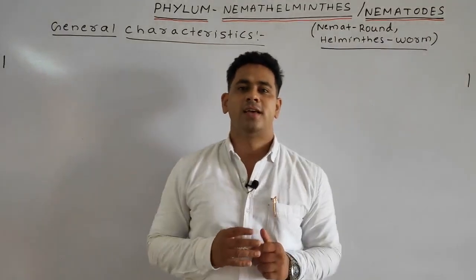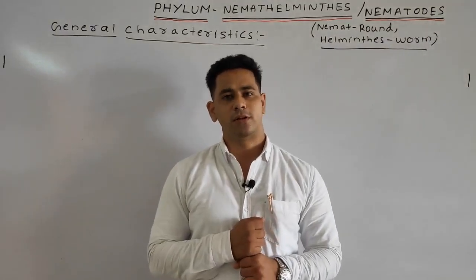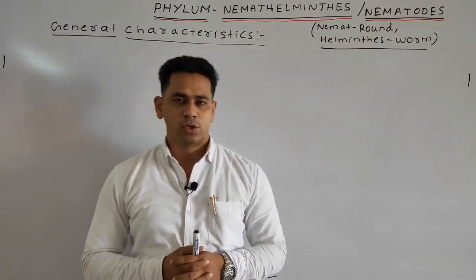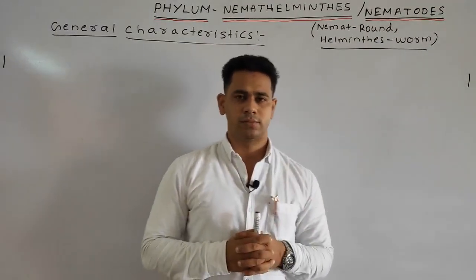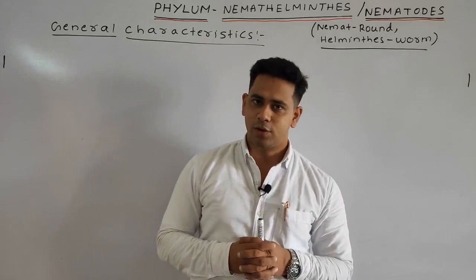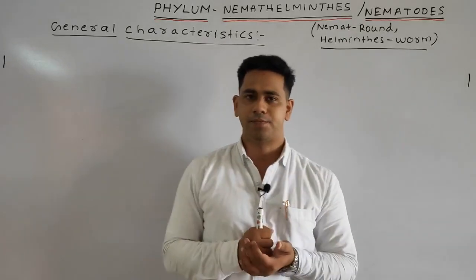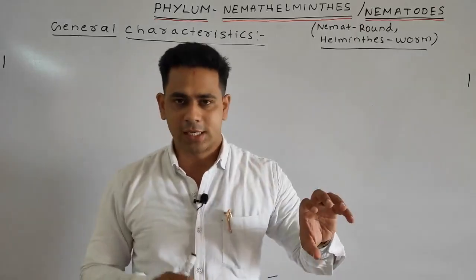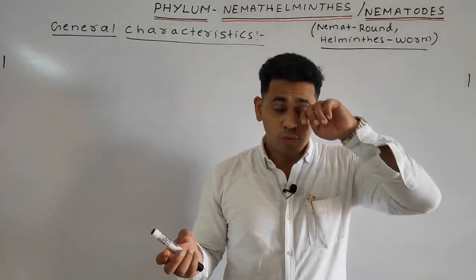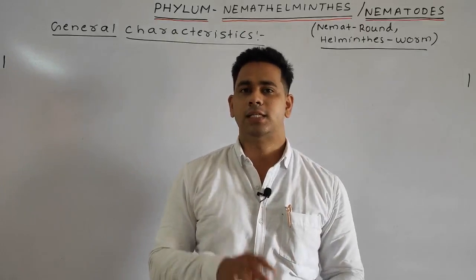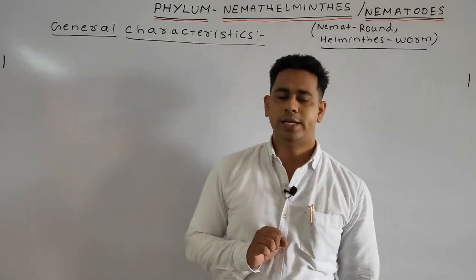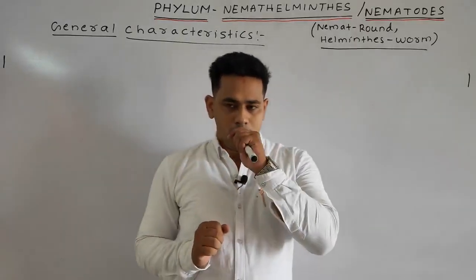Hello students, in the previous class we discussed the phylum Platyhelminthes. Students, Platyhelminthes means what? If you break the word, we find two words: one is platy, another one is helminthes. Platy means flat, helminthes means worm. So we commonly call Platyhelminthes the flatworm. This one we discussed, you should have remembered.